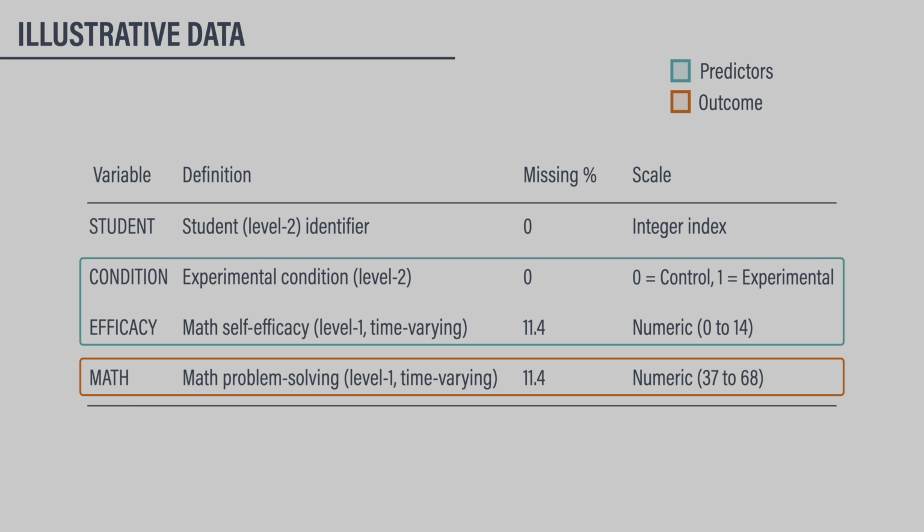So let's jump in. To make the illustration more concrete, I'll use a dataset from an educational study with repeated measurements at level 1 nested in students at level 2. Researchers collected up to 7 monthly assessments of math self-efficacy and math achievement test scores, and there's a person-level binary predictor that codes whether the student was in the experimental or control condition.